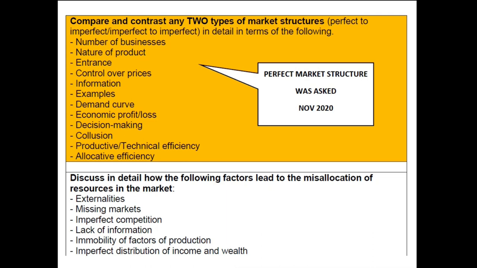So, for example, compare and contrast any two types of market structures. So you could still be required to compare a perfect market structure with an imperfect market structure. So maybe comparing the perfect market to a monopoly, or the perfect market to monopolistic competition, etc. Or you could compare an imperfect market structure to an imperfect market. So compare monopolies to oligopolies. So just wanted to bring that to your attention.